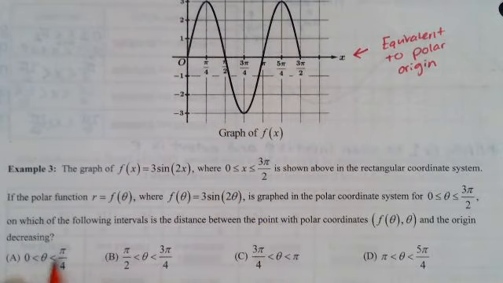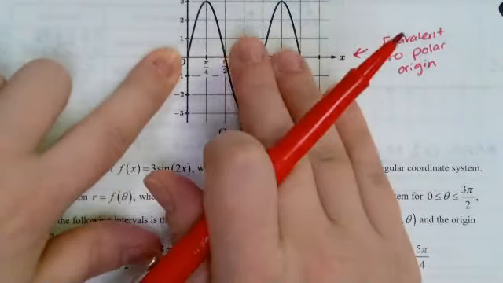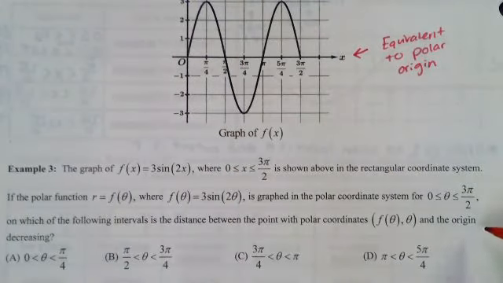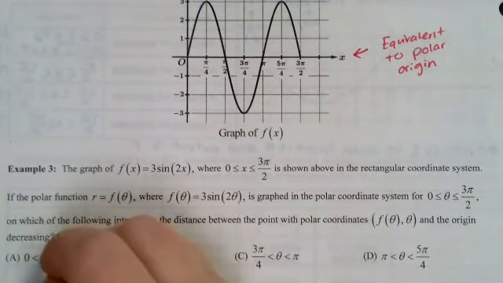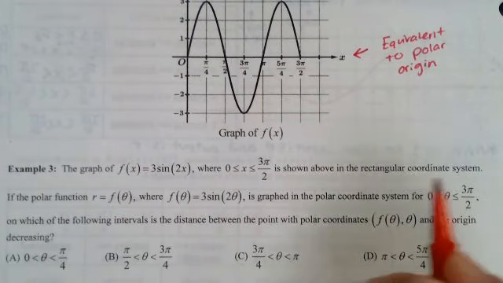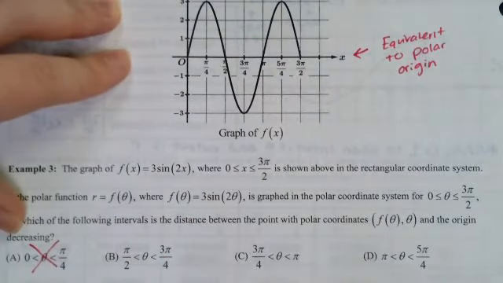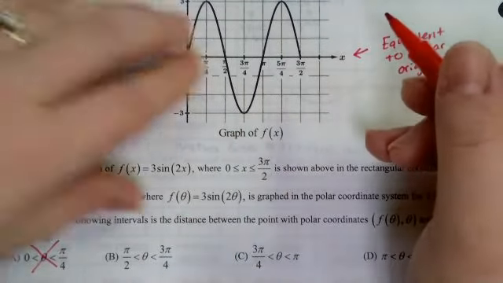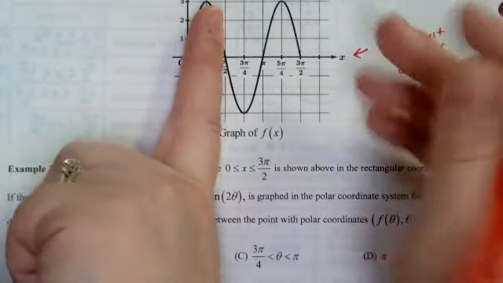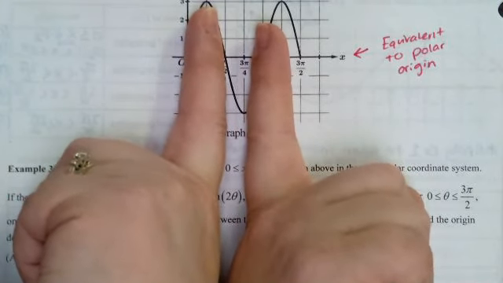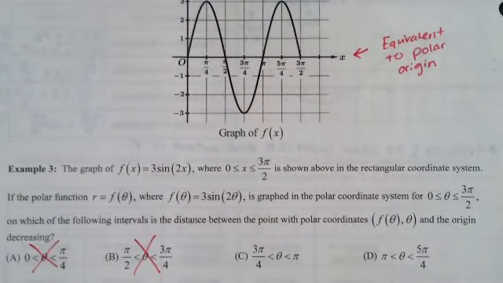You see this interval here is saying from 0 to pi over 4. Well, let's look at that. From 0 to pi over 4, the graph is increasing. They want us to see the distance to the origin decreasing, so we need to see if it's getting closer to the x-axis. From 0 to pi over 4, that's not happening, okay? It's getting further away. If you look at the next one, pi over 2 to 3 pi over 4. So pi over 2 is here to 3 pi over 4, which is here. That is getting further away. We want it to be getting closer if the distance is decreasing.